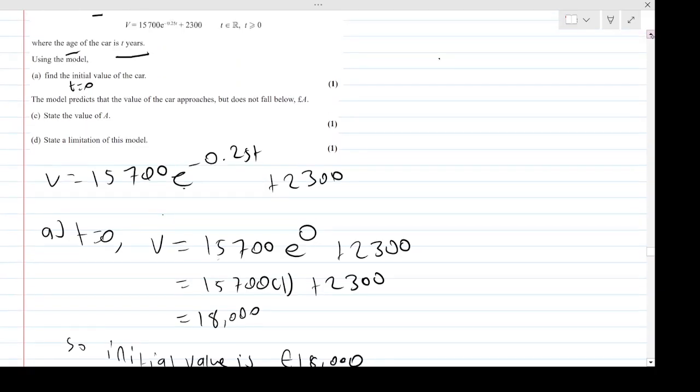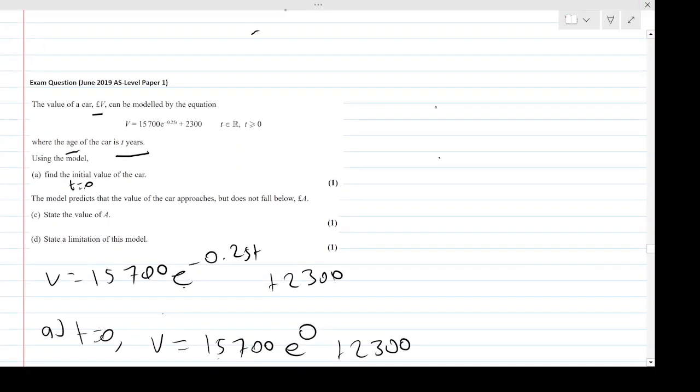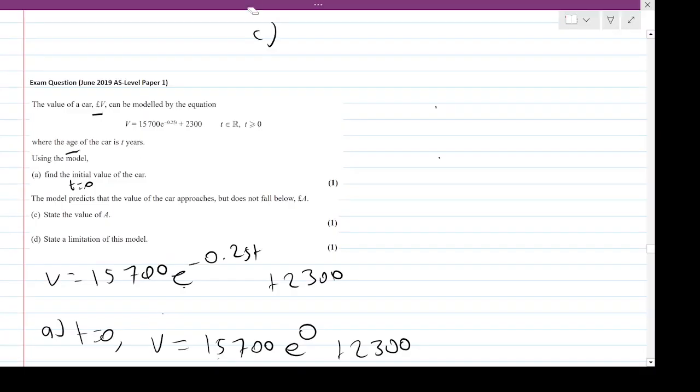Part B, I'll do up here, as I've not got much room. Part C. Obviously, some of it was cut out, so you won't be able to do the other parts of the question yet. But part C.